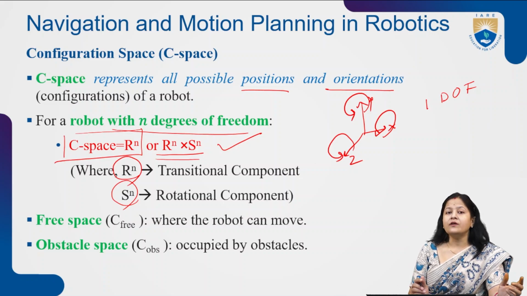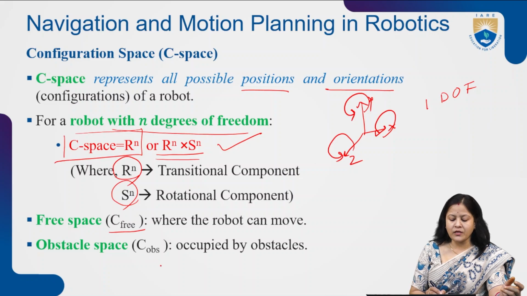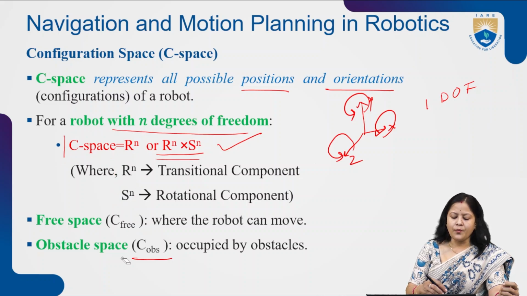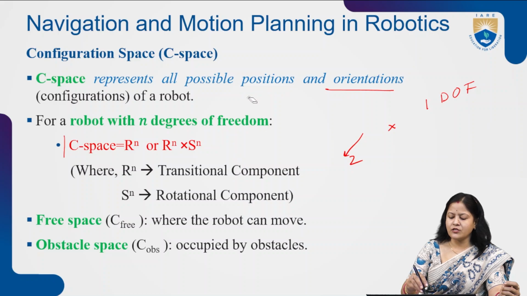And one more important component here is free space and obstacle space. That is, in configuration space, some spaces are free where the robot can plan to move. That is called C free, that is configuration space free. And obstacle space means where the obstacles are occupied. That is represented as C obs. Okay, so these are the important terminologies we need to remember for the configuration space.